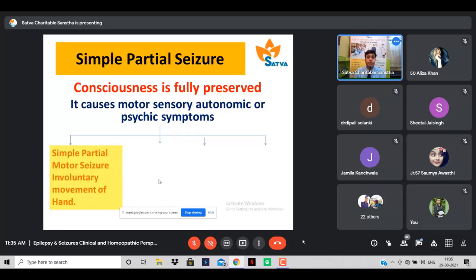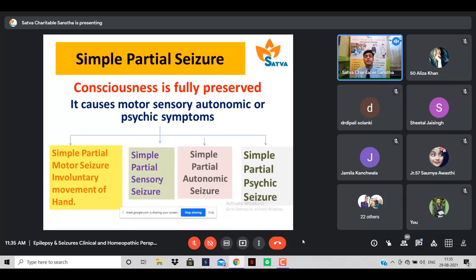sensory abnormalities, okay? Or it can produce autonomic features. Or it can produce some psychic symptoms. So these are all types of simple partial seizures. So simple partial can be either motor, where the muscles are involved, sensory, where I can get a funny sensation in my epigastrium, or I can get a funny sensation that there is something abnormal which is happening. Either I can hear something or I'm seeing something. That can also be a part of convulsion. And there can be autonomic features like sudden sweating, sudden hot flushes, sudden flushing of the body. These are also one form of convulsion, but these are classified as a simple partial seizure.